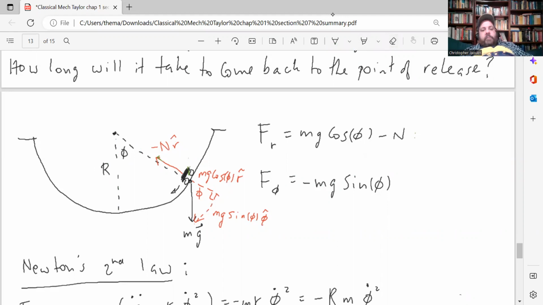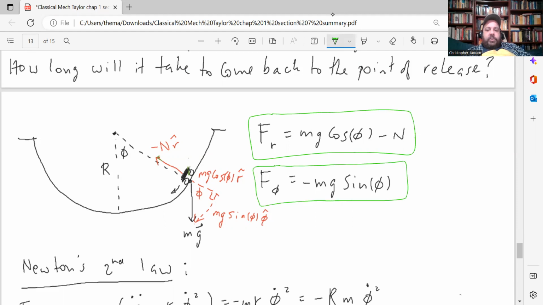Right, so we can write down the forces on the skateboard. They're just the normal force and the force due to gravity. So here in the radial direction, these are the forces. In the tangential direction, these are the forces based on the diagram that I have drawn here. Right. One thing to note is that this is not zero because it's circular motion.